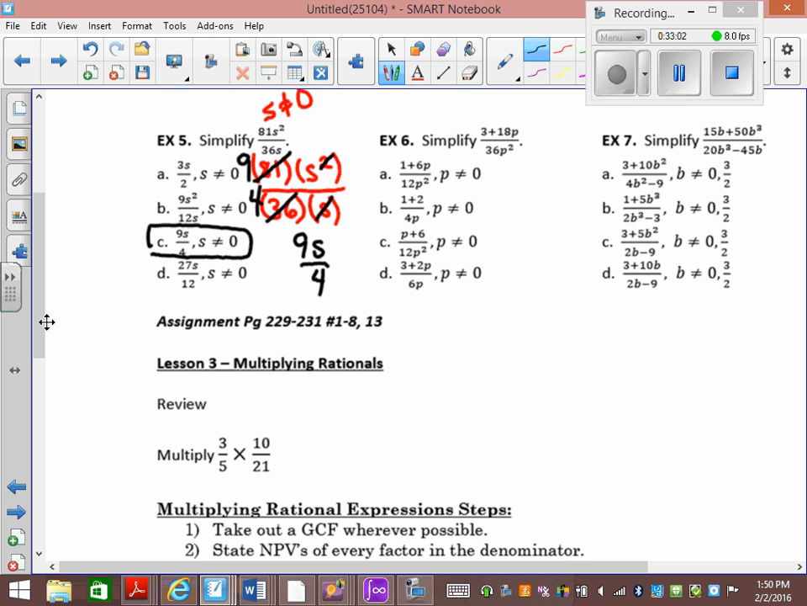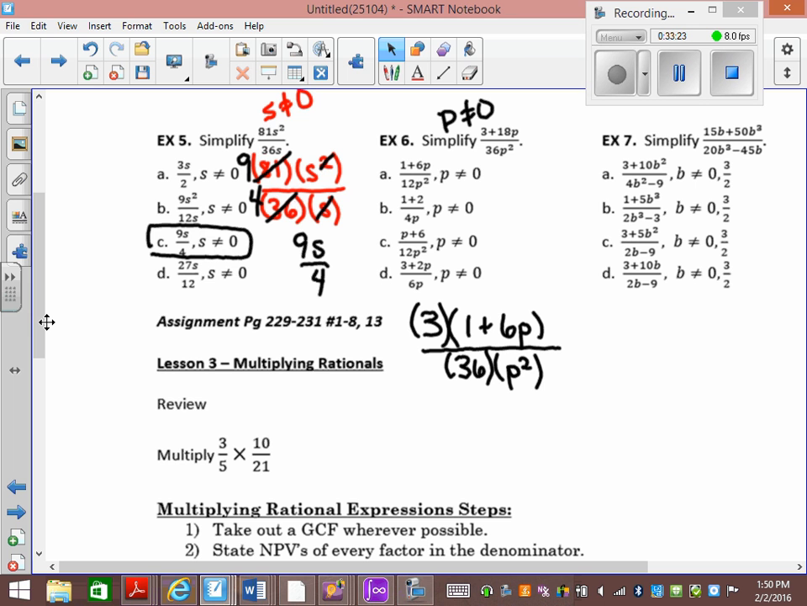Example 6, the top, I can take a 3 out. Take a 3 out of 3, I'm left with a 1. Plus a 3 out of 18, I'm left with a 6p. And then on the bottom, 36p squared. I have a p by itself, so p can't equal 0. You can take a 3 out of the 3 and the 36. 36 divided by 3 is 12. 3 divided by 3 is 1. And then I can't cancel anything else off. So I'm left with 1 plus 6p over 12p squared. A.